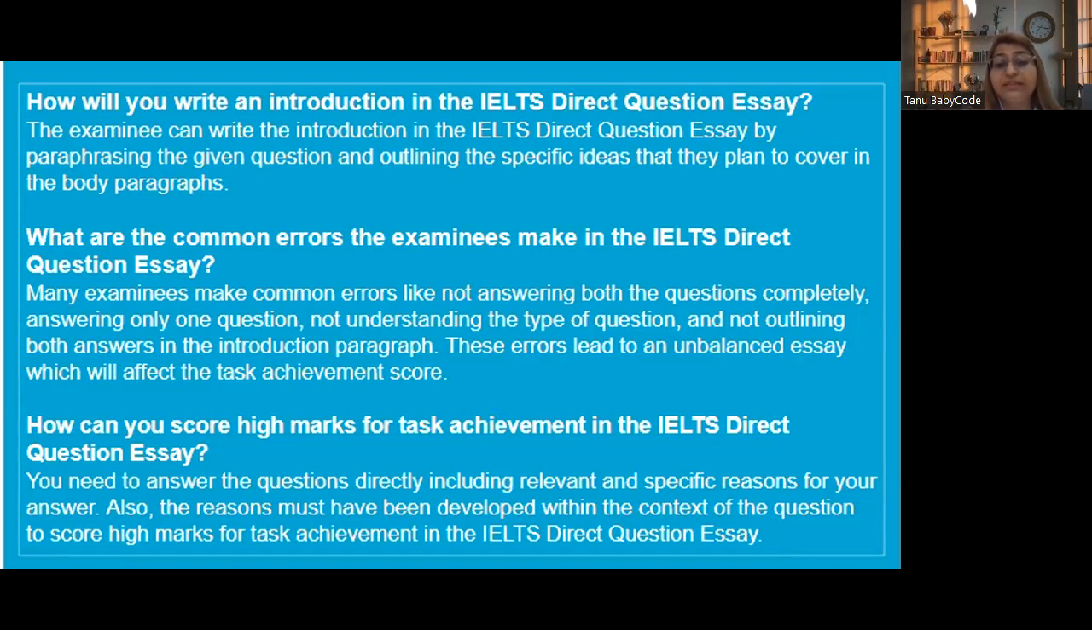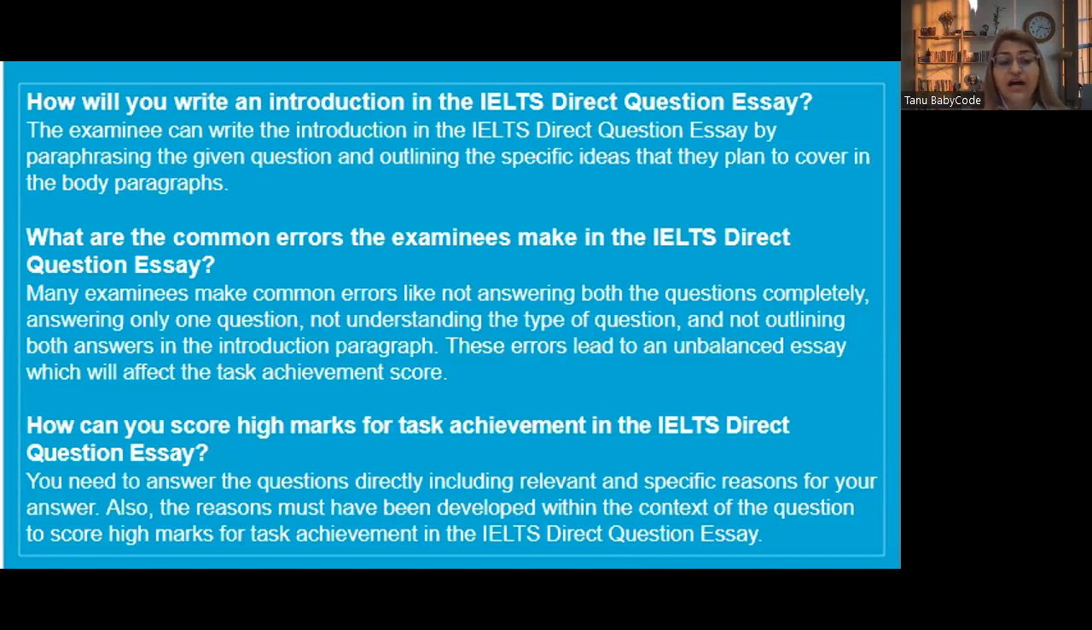Second, what are the common errors that students make in a direct question essay? The error students make here is that they do not answer both the questions completely. They answer only one question. They do not understand the type of question and do not even outline both answers in the introduction paragraph. So please put an outline of both answers in the introduction paragraph. Because if you fail to do so, these errors lead to an unbalanced essay and this will affect the task achievement score also, right?